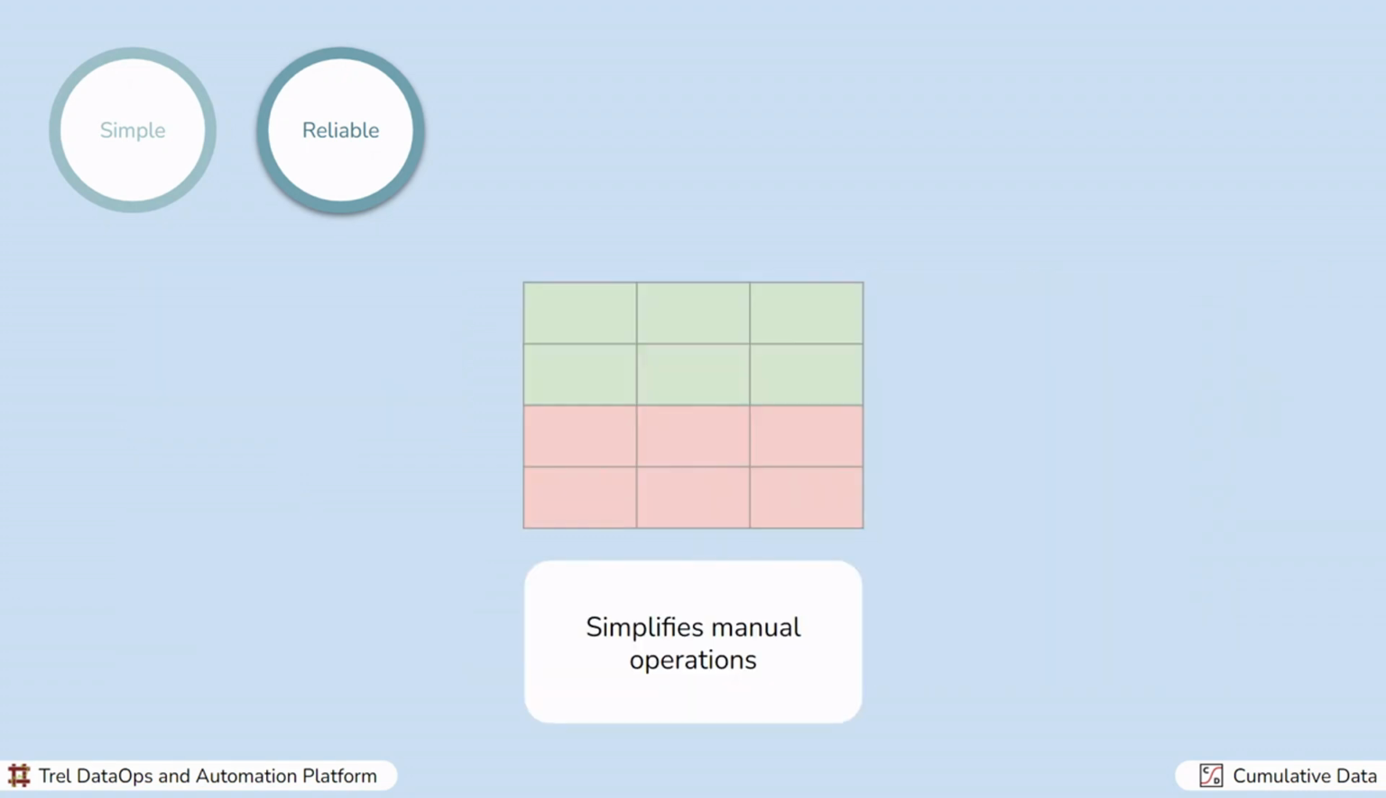It also improves the reliability of manual operations by simplifying and verifying them. For example, to fix incorrect data, you give Trel the start time and the affected jobs. It will automatically replay those jobs and correct the data.